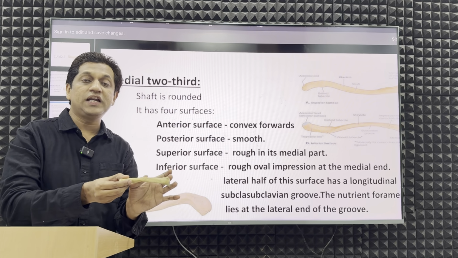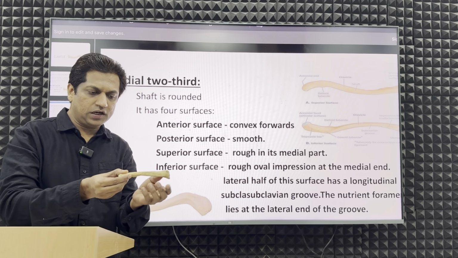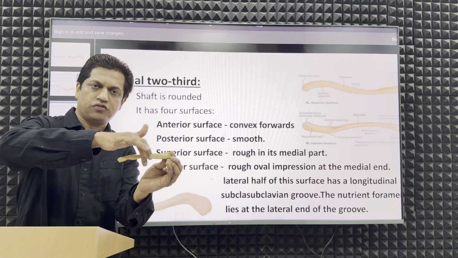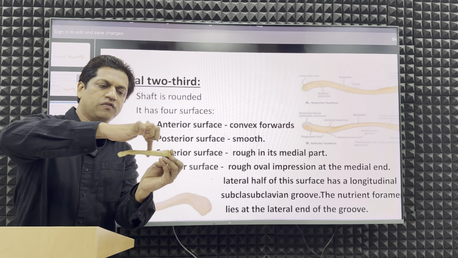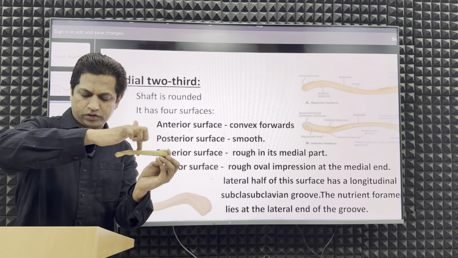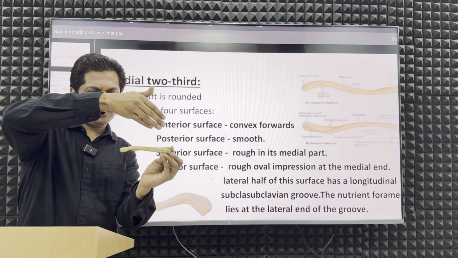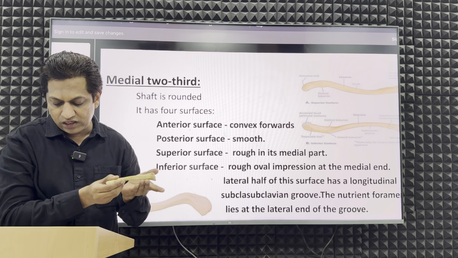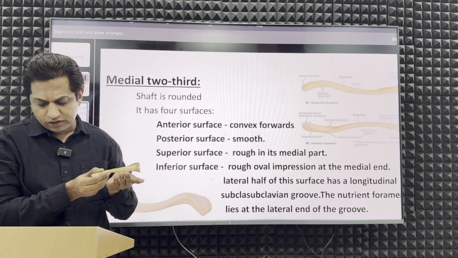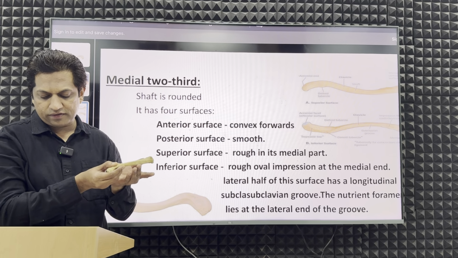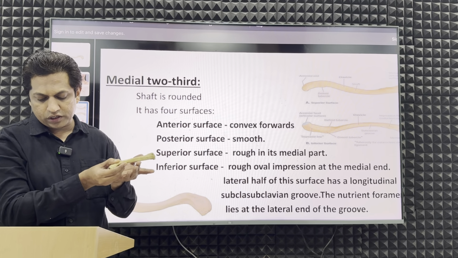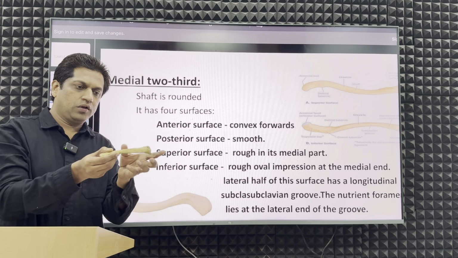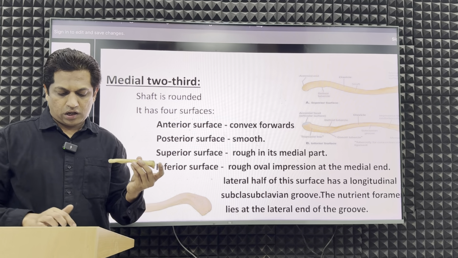Now, coming to the medial 2/3 of the bone, that is the shaft, again it has two surfaces: the anterior surface which is convex anteriorly, and the posterior surface which is concave, the smooth surface concave towards the back side. The superior surface is rough on the medial side, and the inferior surface, on the lateral half, has a longitudinal subclavian groove, and a Nutrient foramen lies at the lateral end of this groove. So, this you should remember regarding the shaft.